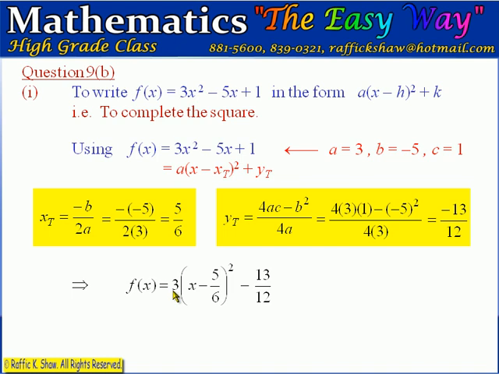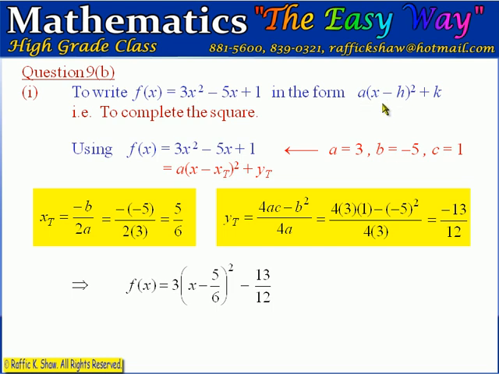So f of x is a, which is 3, into x minus xt, which is 5 divided by 6, squared outside the bracket, minus 13 over 12. Minus 13 over 12 is our plus yt value. And so here we have completed the square.